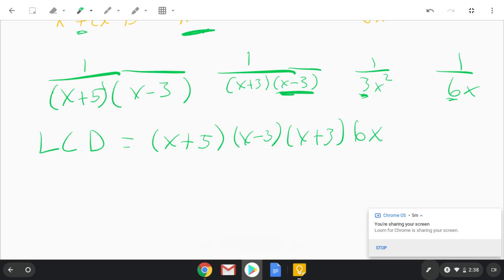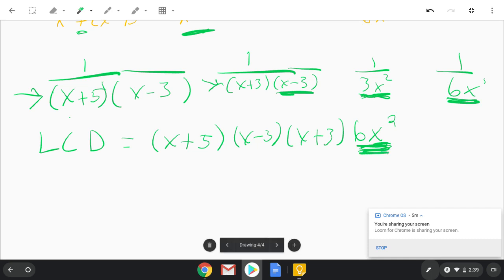And we have to do x to the second power. So I'm picking the larger of the two exponents. x squared divides evenly into this, and x divides evenly into that. This is the smallest expression such that any of these denominators will divide evenly into it. x plus 3, x minus 3 will divide into it right there. x plus 5, x minus 3 will divide into it right here. 3x squared will divide evenly into this part, and 6x will divide evenly into this part.